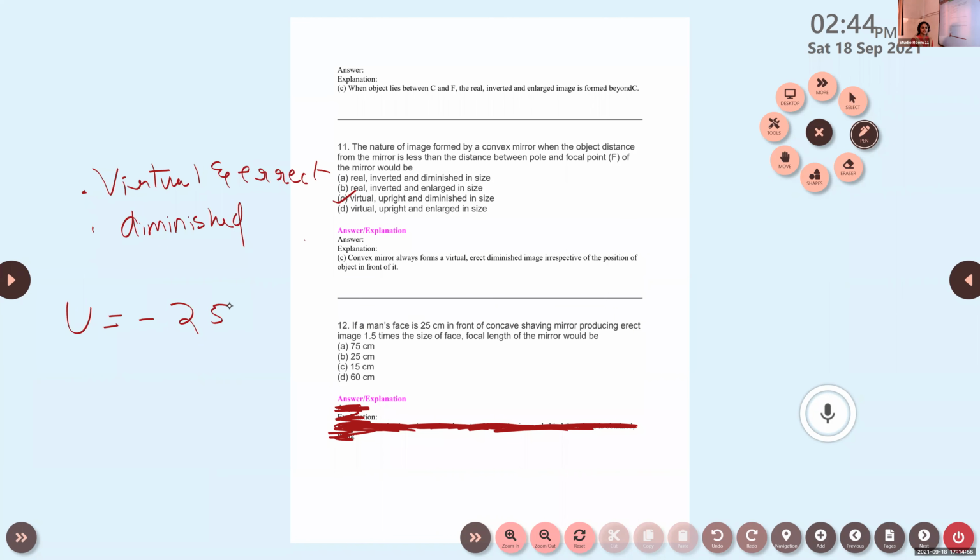And it is producing an erect image 1.5 times the size of the face. That is 1.5 times gives the magnification. Magnification is something that gives the size of the image. Okay, so here M is equal to 1.5 times the size of the face. So what will be the correct answer?